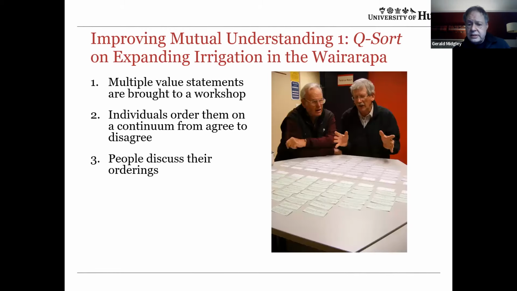You can see these two men here are discussing their orderings. What they've done is put them on a normal distribution. So you've got just a few that they strongly disagree with, just a few that they strongly agree with, and then a mass of ones they neither disagree nor agree with in the middle. So they order them in that way, and it helps people visualize in a very quick way the similarities and differences between each other.